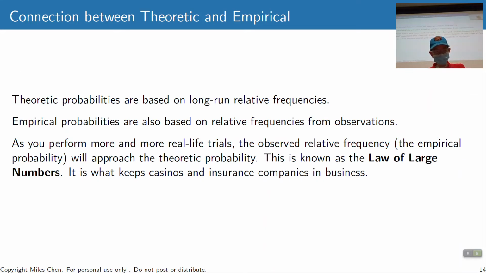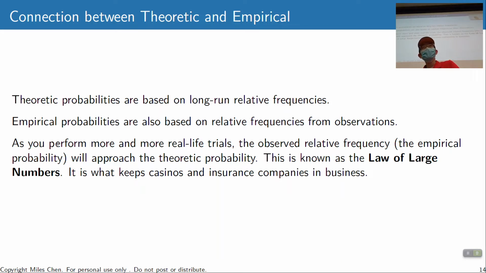And there's a connection in that theoretic probabilities are just this idea of long-run relative frequency. Empirical probabilities are based on relative frequencies, but basically from observations. And the idea is, if you were to look at empirical probabilities and you perform more and more and more of these real-life trials, so your observed frequency, as you do more of these things, your empirical probability will approach the theoretic probability. And that's known as the law of large numbers. And the law of large numbers is basically how casinos stay in business, okay?